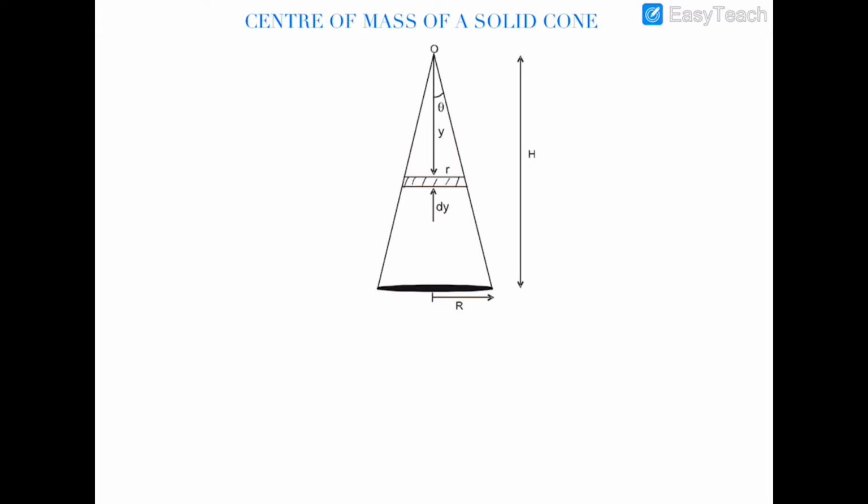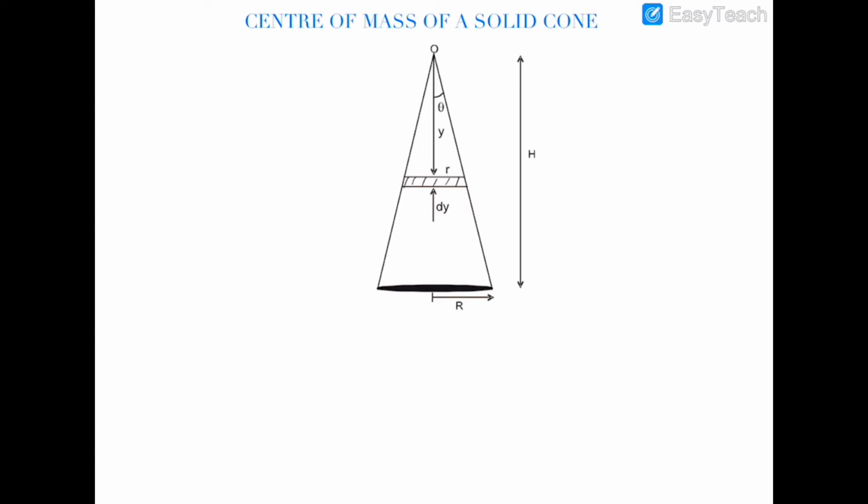And you can imagine if you are placing the disks over each other of decreasing radius, then it would form a cone. So this is an elemental disk, whose width is dy and whose distance is y and radius is r. Now first of all, we have to calculate this r and the mass of this element. We can assume that the mass of this solid cone is m.